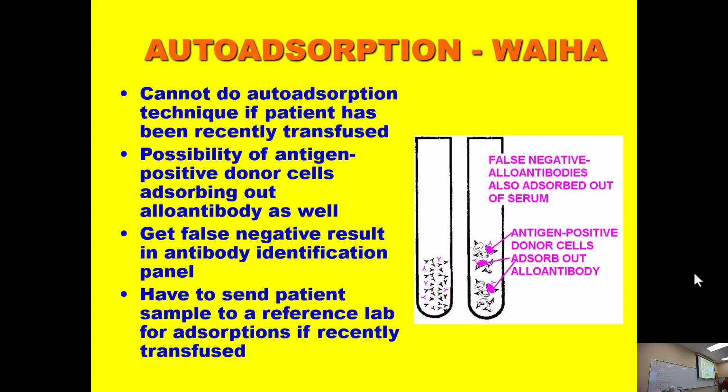You cannot do an autoabsorption technique if the patient has recently been transfused because they're going to have other cells in their blood. They're not just going to have their own, so you could accidentally absorb out alloantibodies because you have other cells, not just the autoantibodies. You get false negative reactions in the panels. In this situation, you have to send it to a reference lab if it's been previously absorbed.